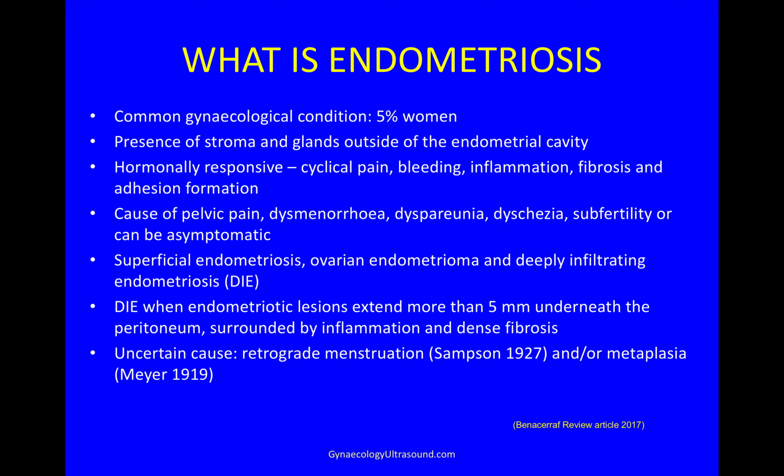And DIE is when endometriotic lesions extend for more than 5 millimeters underneath the peritoneum, surrounded by inflammation and dense fibrosis. It's not certain what causes endometriosis, but there are theories of retrograde menstruation and/or metaplasia.